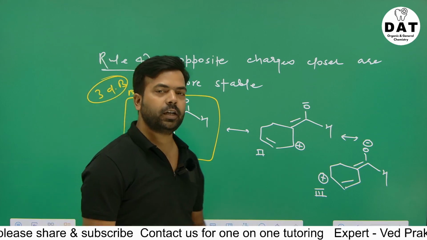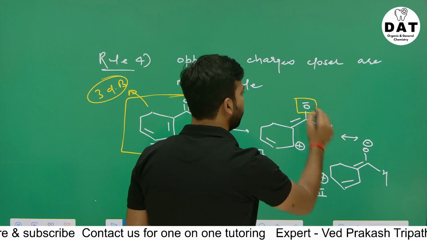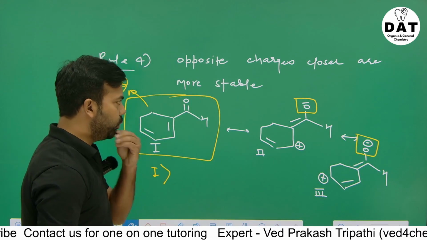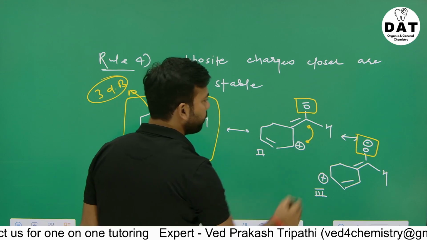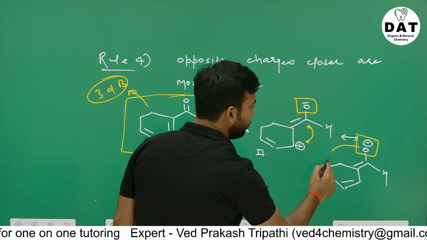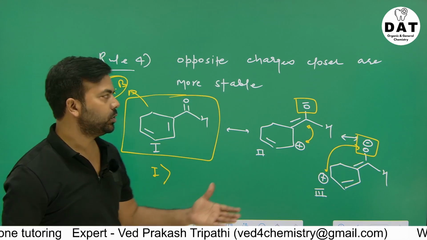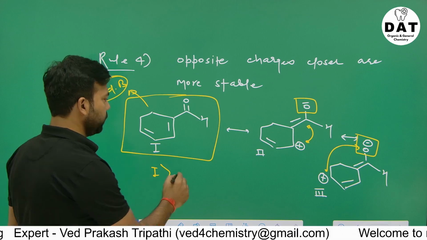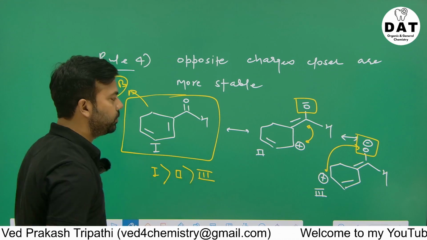Now between second and third they have equal number of double bonds. Both are charge containing compounds. Both have negative on more electronegative, which is oxygen here. Now the last rule, opposite charges closer. So this is opposite a bit close and here opposite are very far. Clear? So opposite closer will be more stable. So first, then second, and then this is third. Clear?